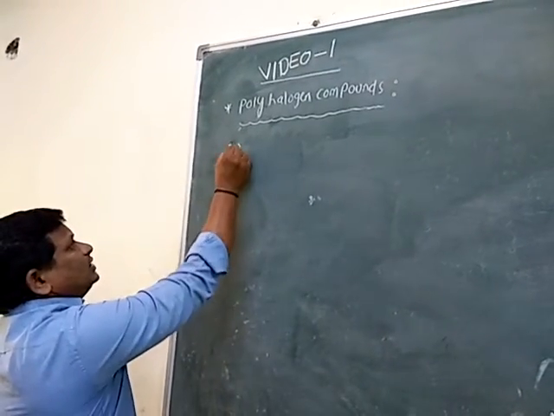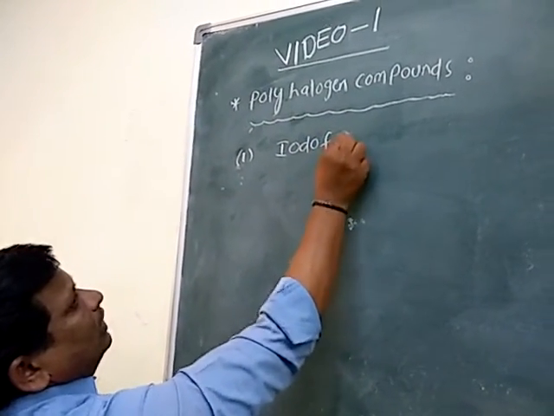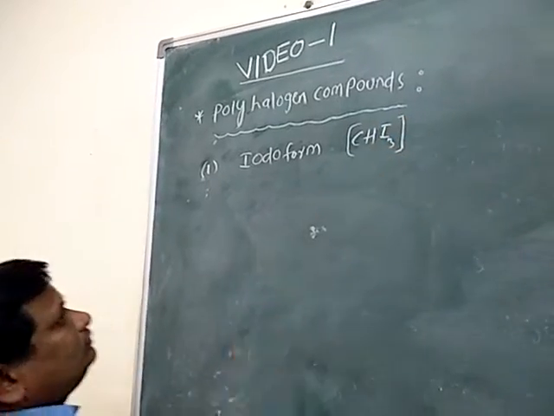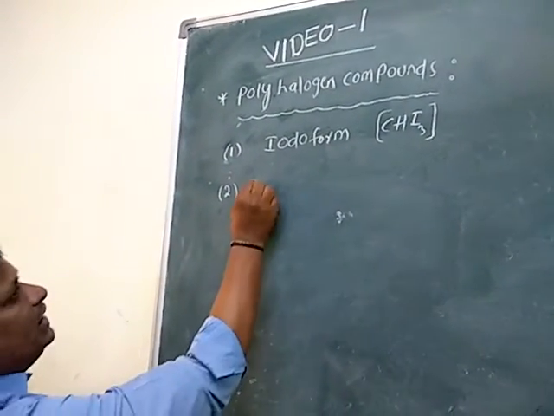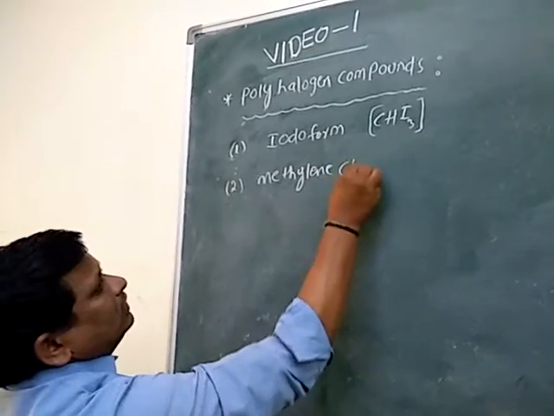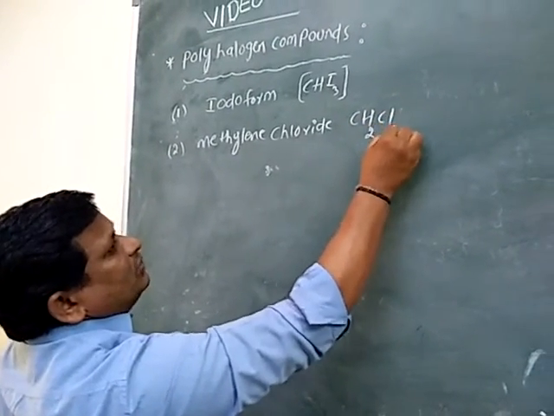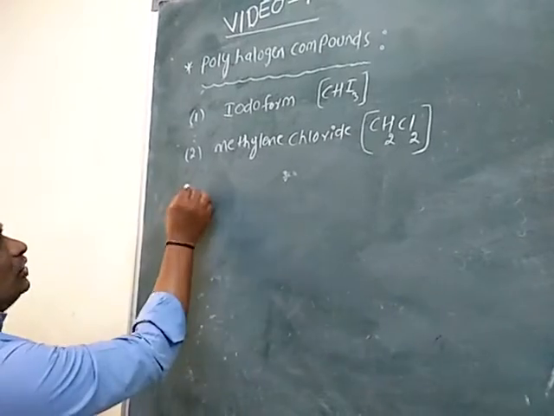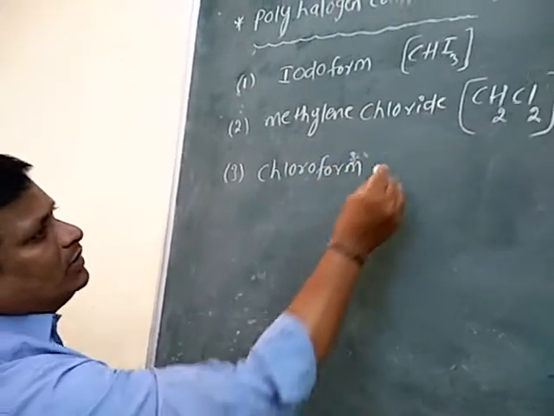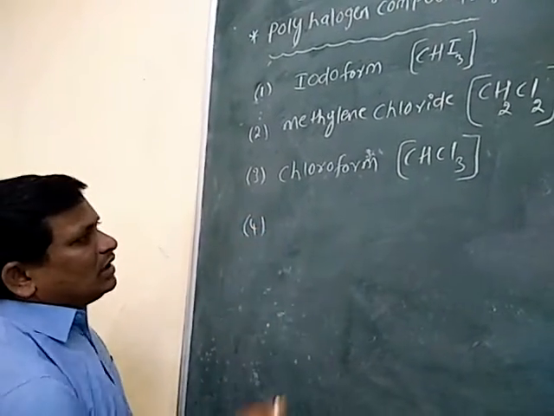Polyhalogen compounds. One is iodoform, CHI3. The second compound is methylene chloride, CH2Cl2. The third compound is chloroform, CHCl3. The fourth compound is carbon tetrachloride.